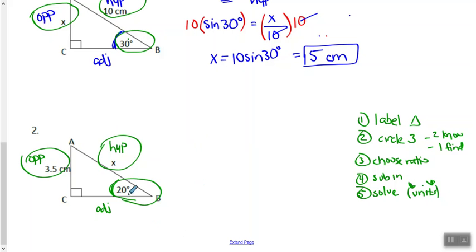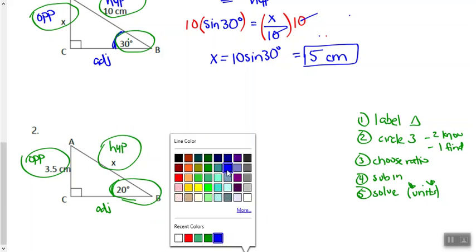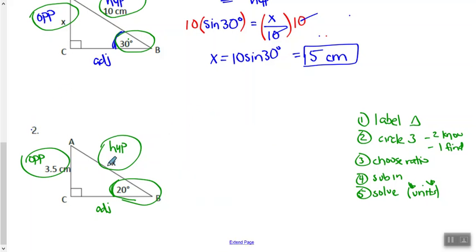So opposite and hypotenuse are the 2 sides that I circled here. So I will be using sine. Sine of B is going to be opposite divided by my hypotenuse. Substituting in, sine 20 degrees is going to be my opposite, which is 3.5 centimeters, so 3.5 divided by my hypotenuse x.